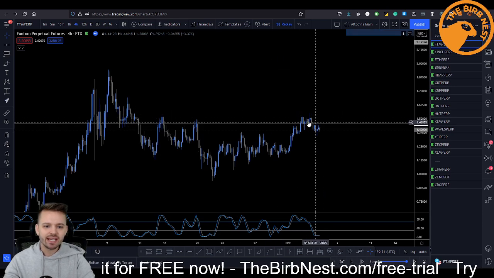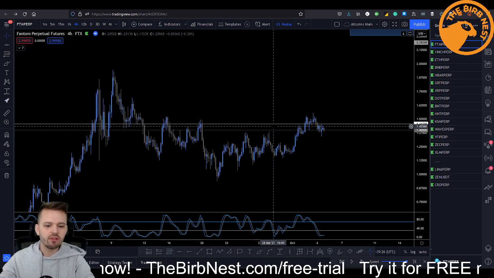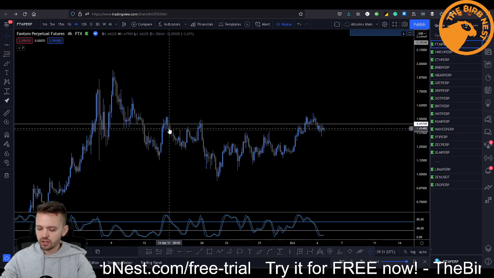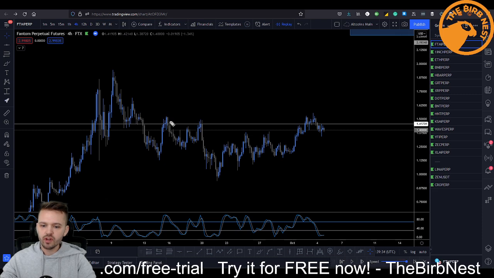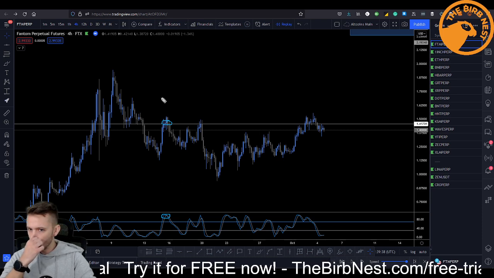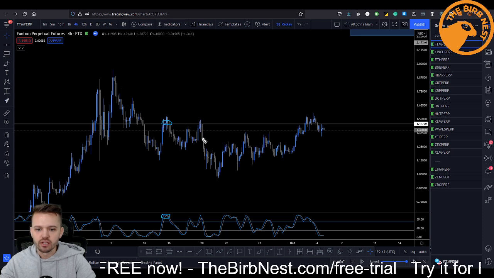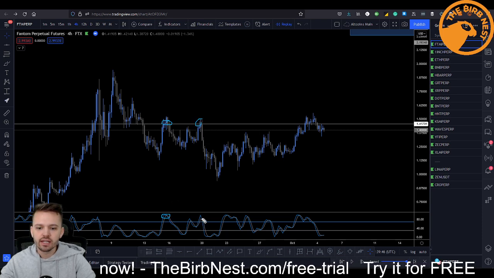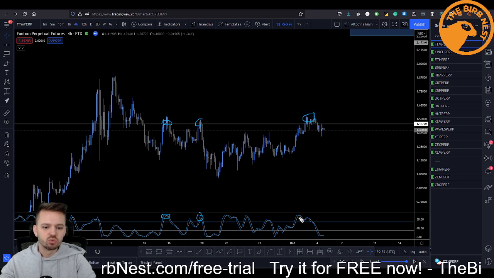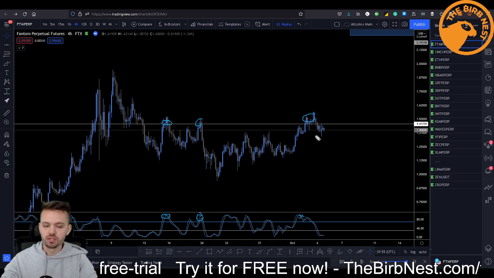So let's look at the next test of this resistance area, and let's see if we can see a change in behavior. And I also want to talk about the stochastics RSI right here. As you can see here on this fakeout, the stochastics RSI was way in the overbought territory, and it actually gave us a stochastics bear cross right here. Same thing right here, well into the overbought territory, and it actually gave us a stochastics bear cross.